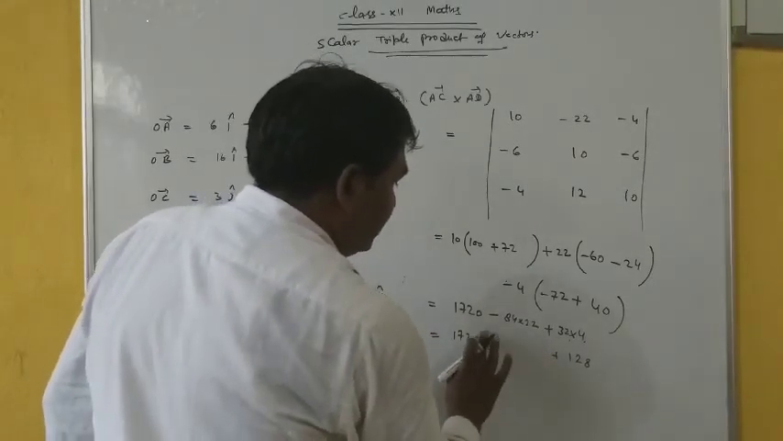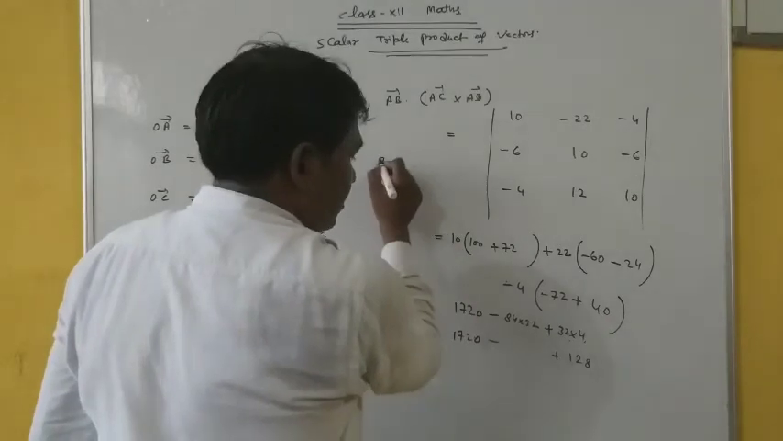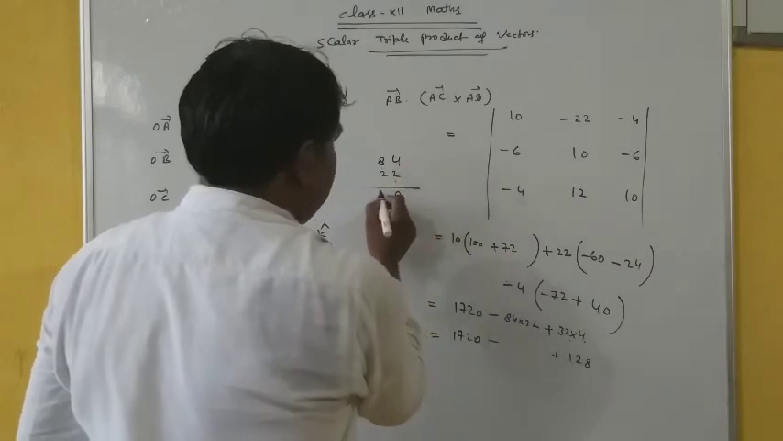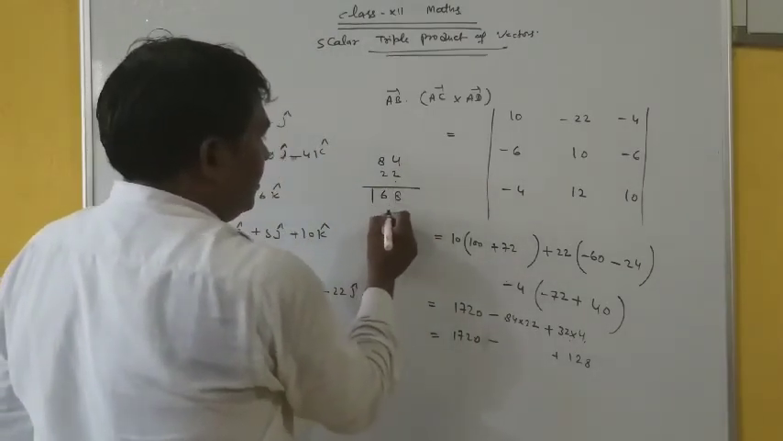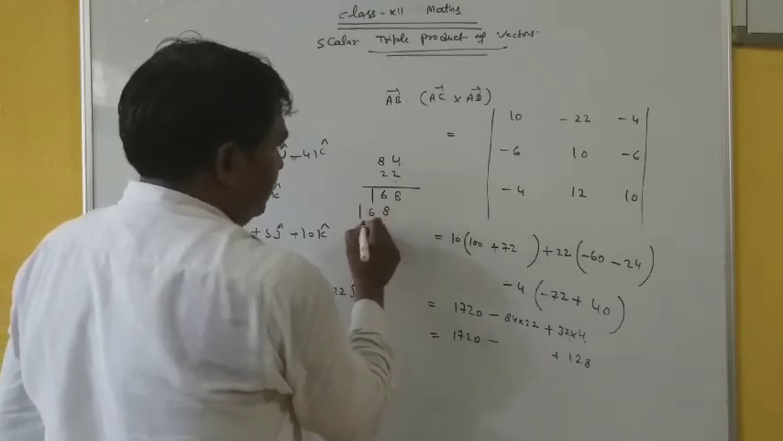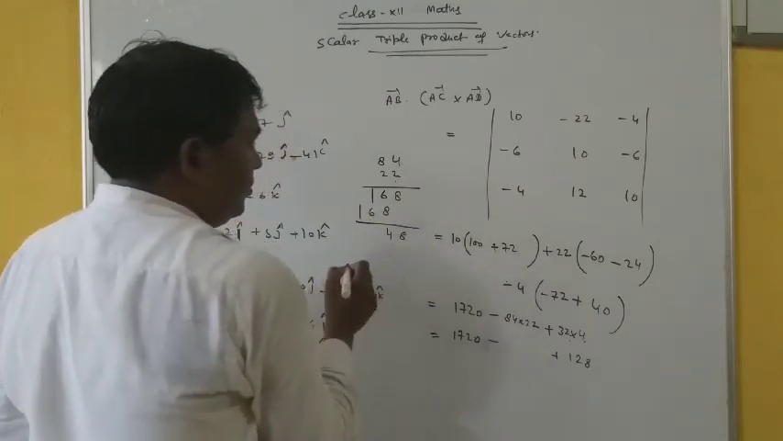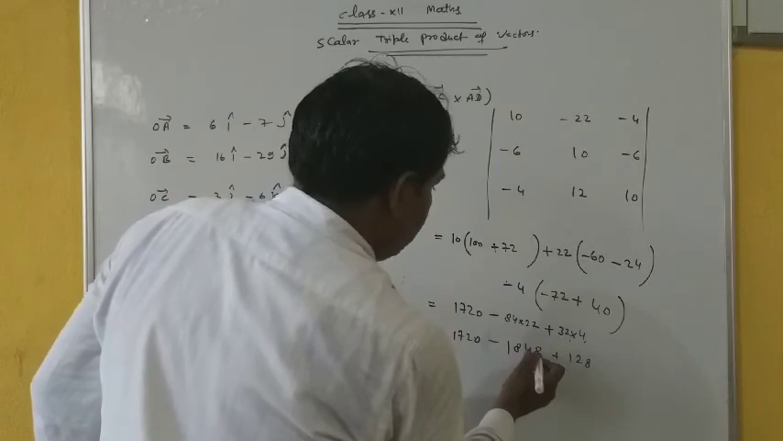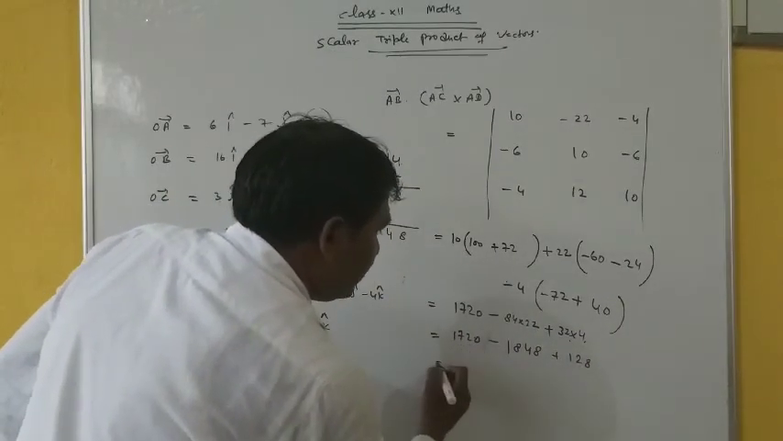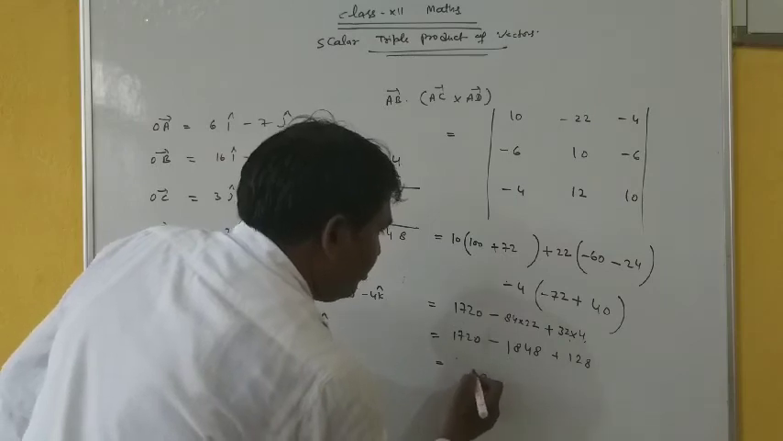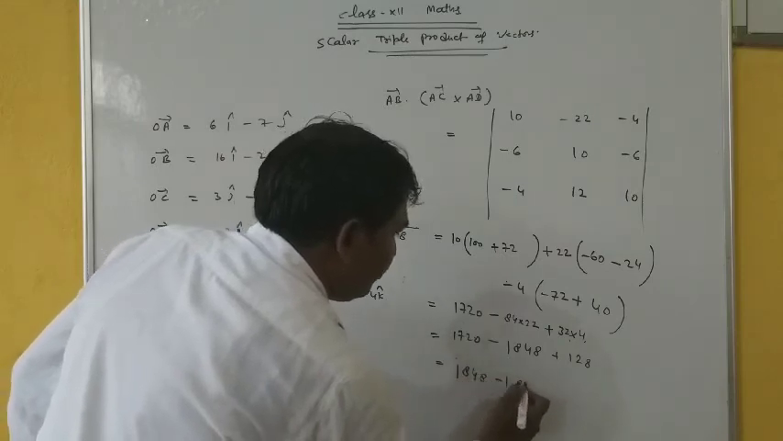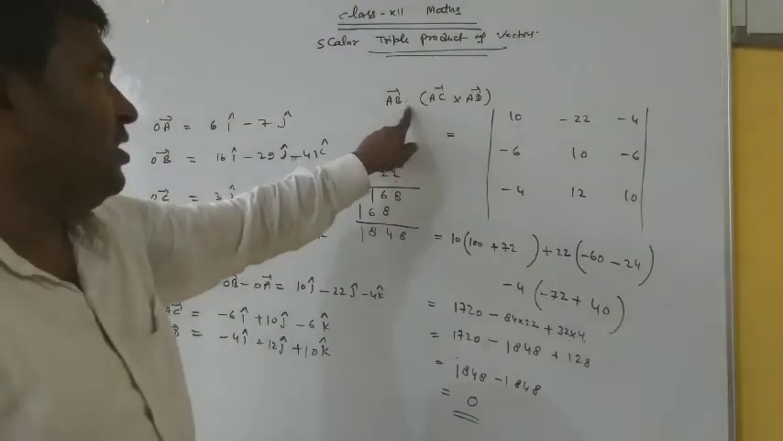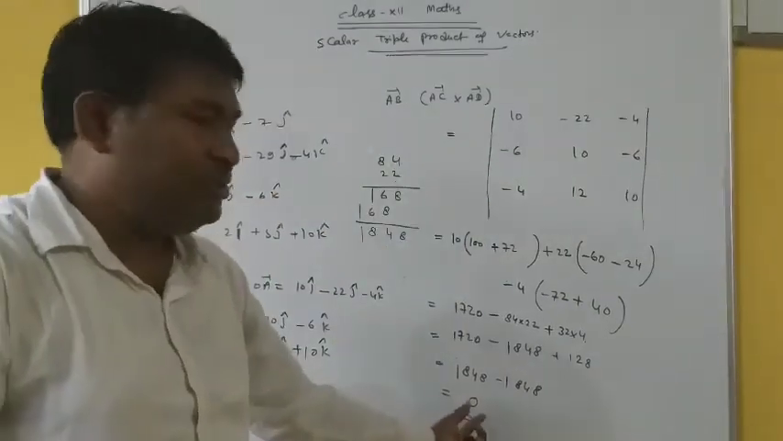Now see the multiplication 84 into 22: 2 fours are 8, 2 eights are 16, giving 1848. Now if you add 128 to 1720, what will you get? 1848 minus 1848, which means 0. So from here you are getting AB dot AC cross AD as 0.